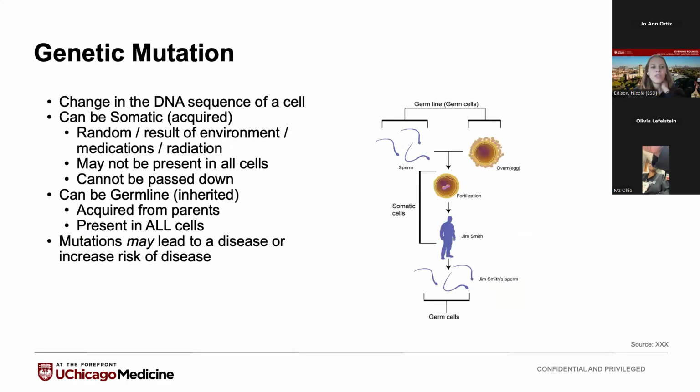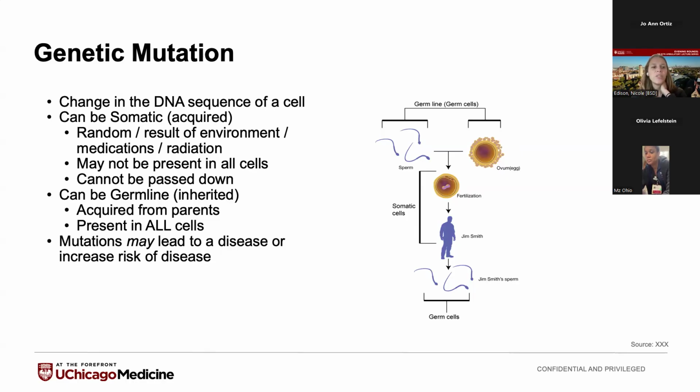So what is a genetic mutation? This is a change in the DNA sequence of a gene. It can be somatic, which is just a fancy way of saying acquired, or something that we gain throughout our life. That is usually the result of either something random or potentially an environmental exposure. Things like cigarettes are the most common one. Even certain medications, cancer treatments, or radiation can lead to these.